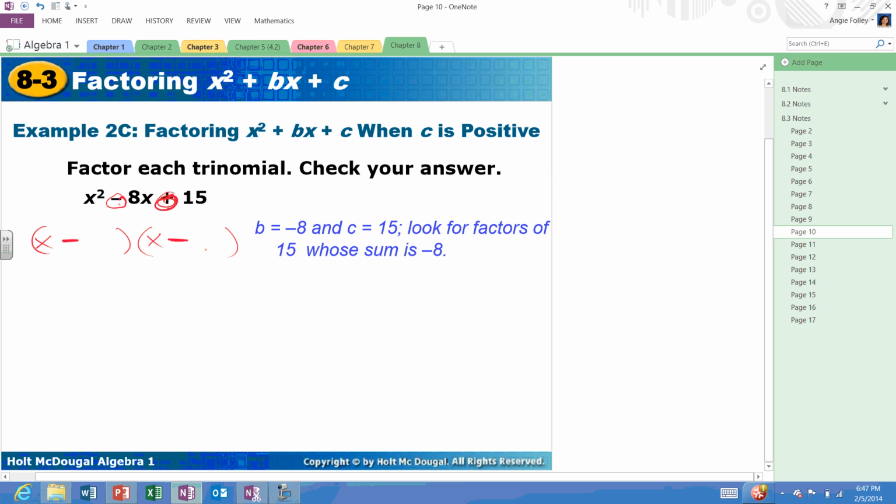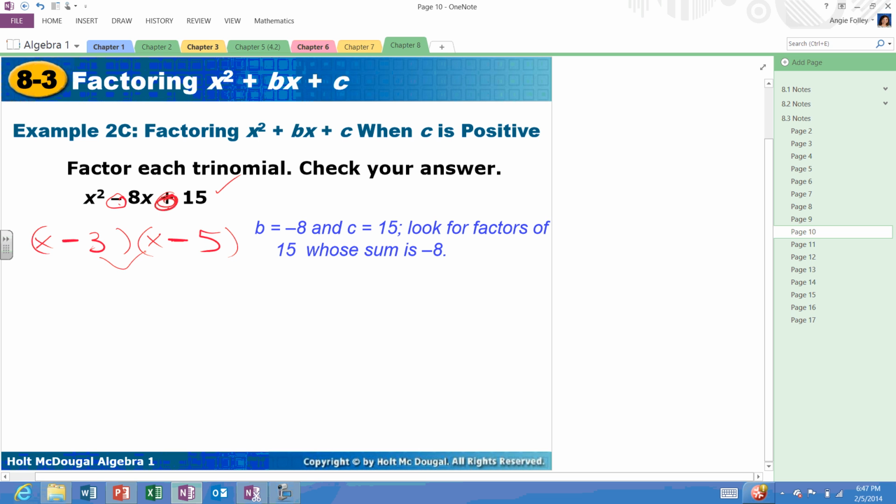So what multiplies together to give me 15 and adds together to give me 8? So my options are 1 and 15 or 3 and 5. Well, 1 and 15 are not going to make 8, actually, so that doesn't work. So let's try 3 and 5. Negative 3 times negative 5 does equal 15. So our last term's right.